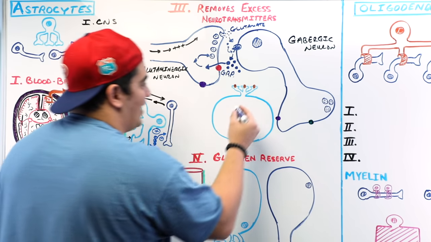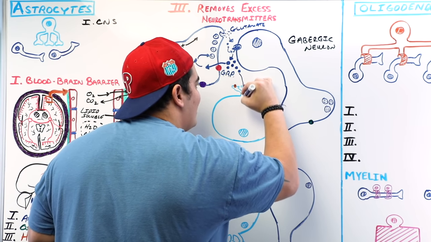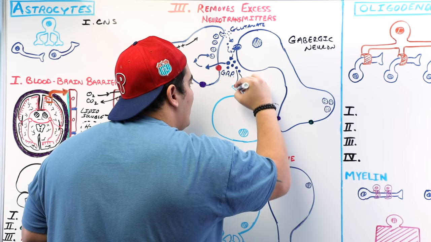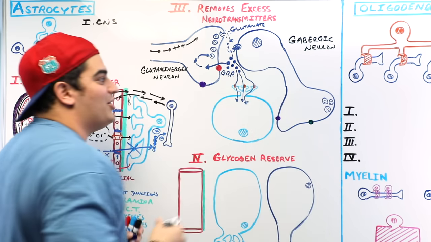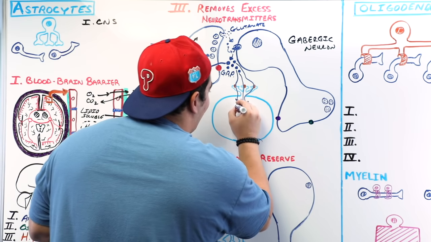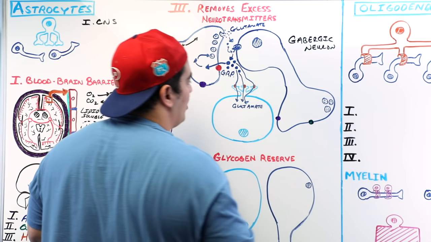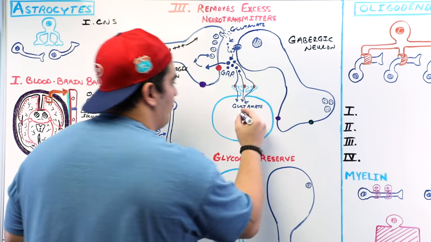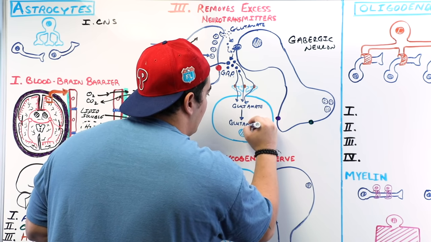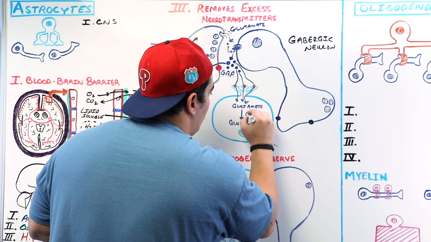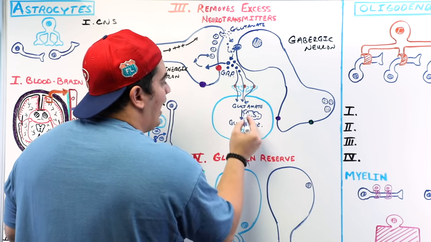These good old astrocytes, they got little proteins here. They got little special transporters that can take this glutamate up. Any of the excess glutamate that's sitting in this synapse, it can take up into its cell. Then what it does is it takes the glutamate and does something really cool that these other cells can't do. It converts that glutamate into what's called glutamine. There's an enzyme called glutamine synthetase, and it catalyzes this step here and makes glutamine.